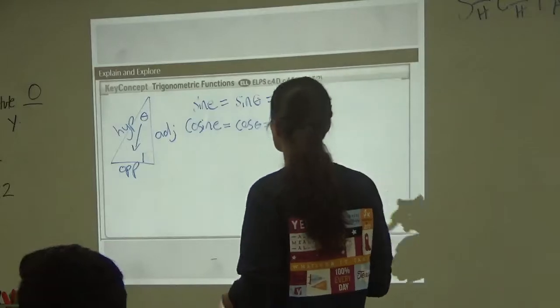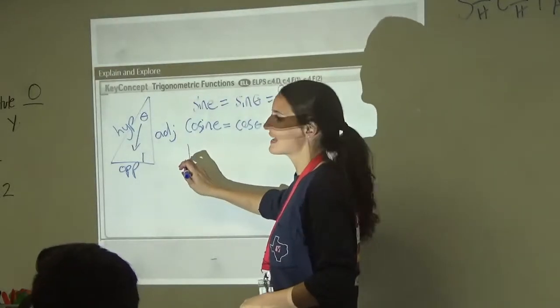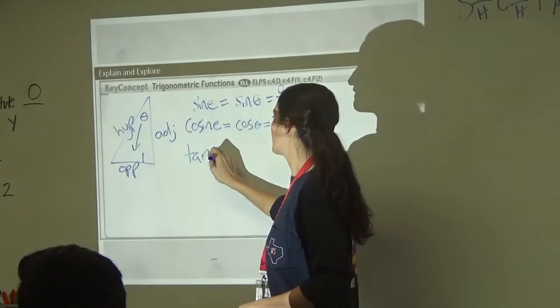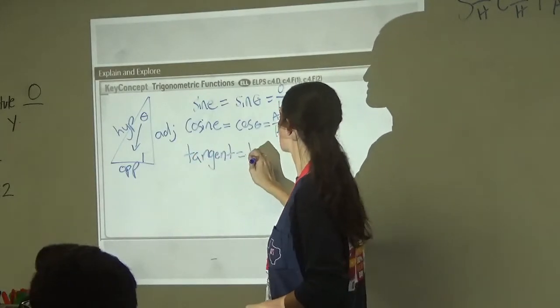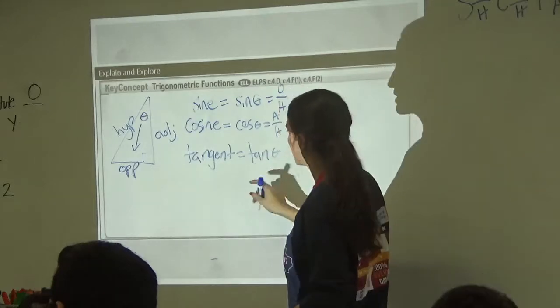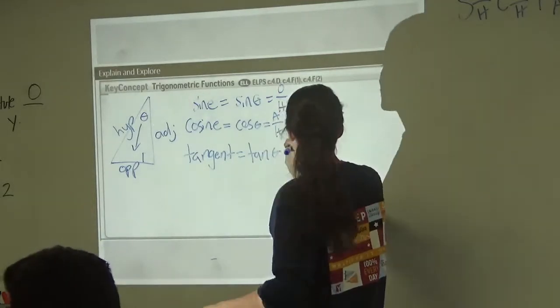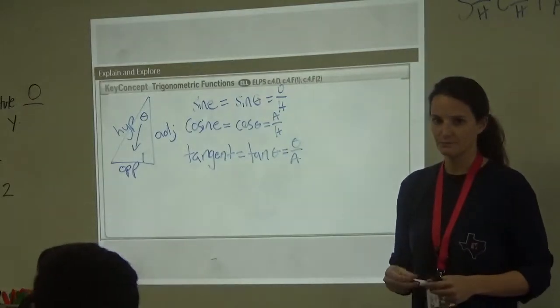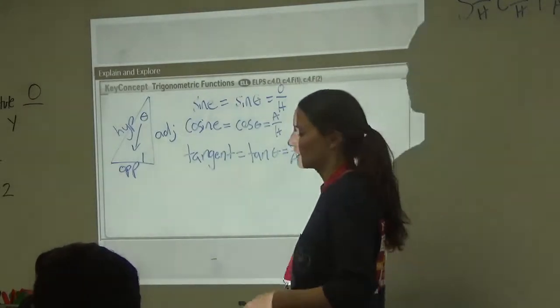So sine, cosine. This next one is not tan. It doesn't have to do with your tan. It's tangent. So again, when you see this, don't say tan of theta. I want you to say tangent of theta equals opposite over adjacent. Okay? Okay.